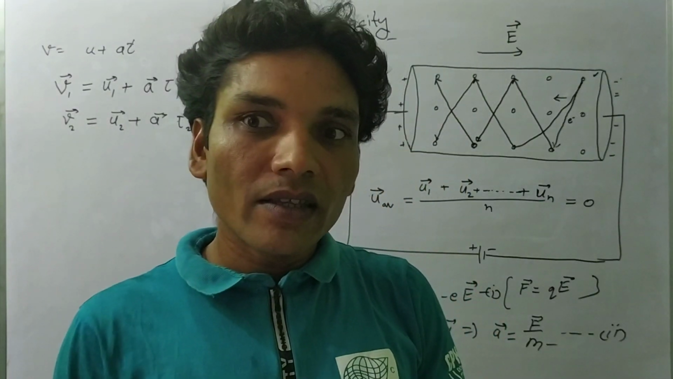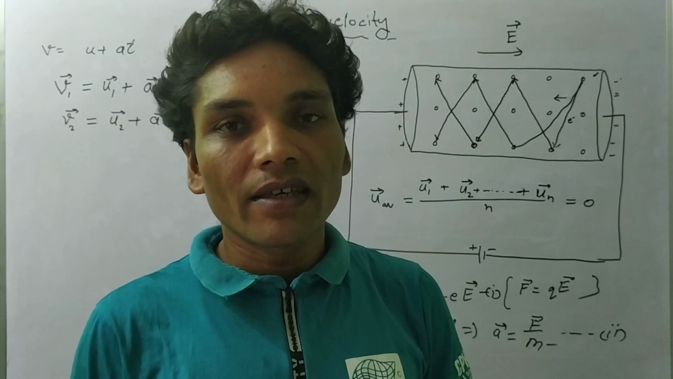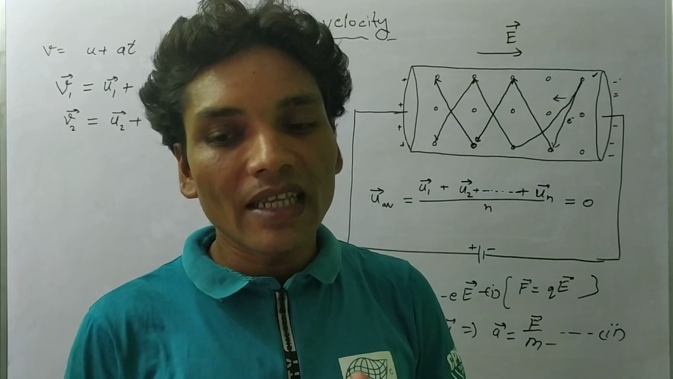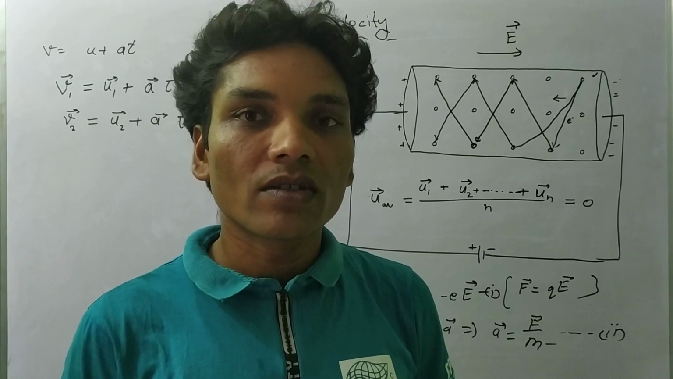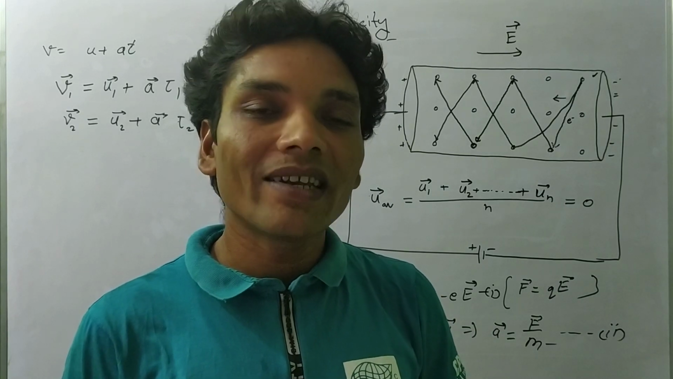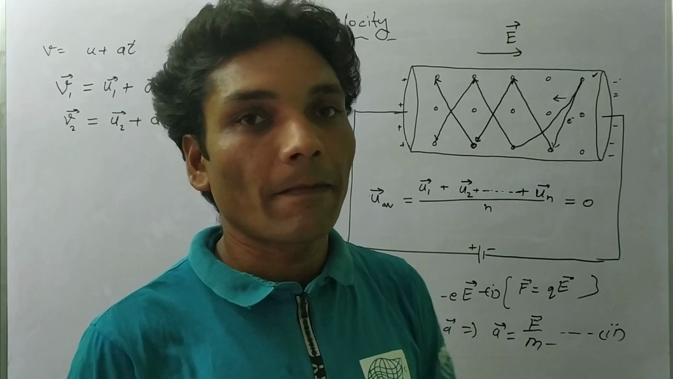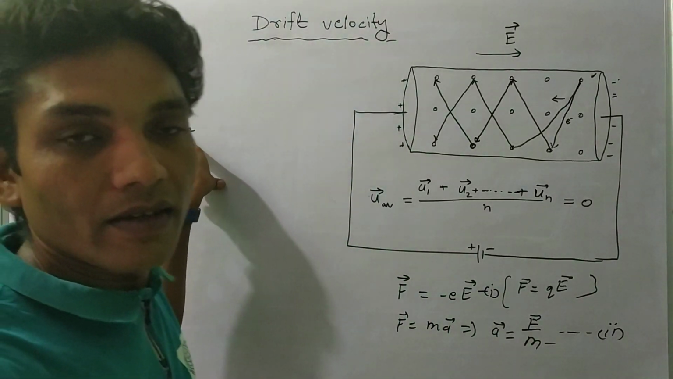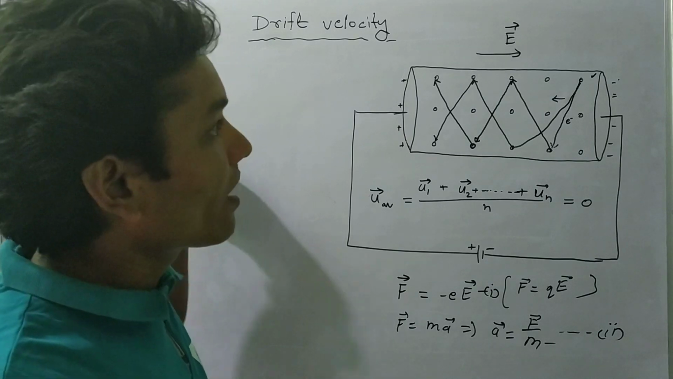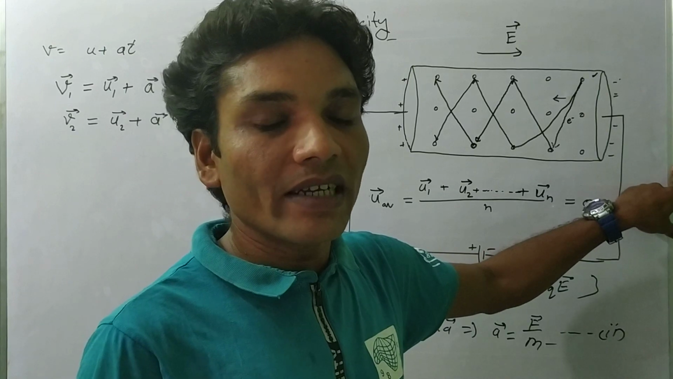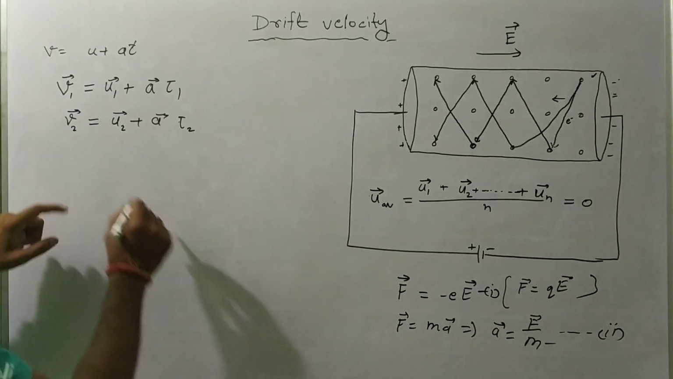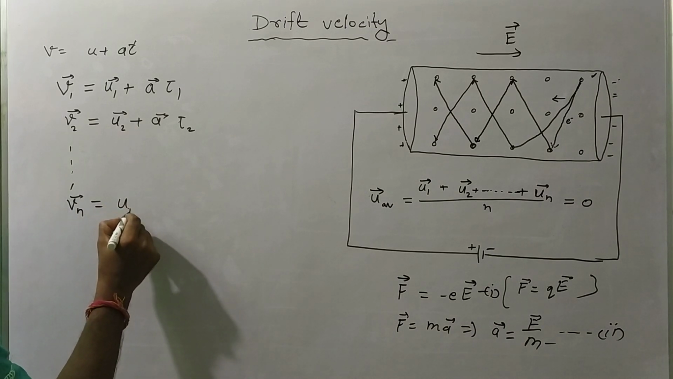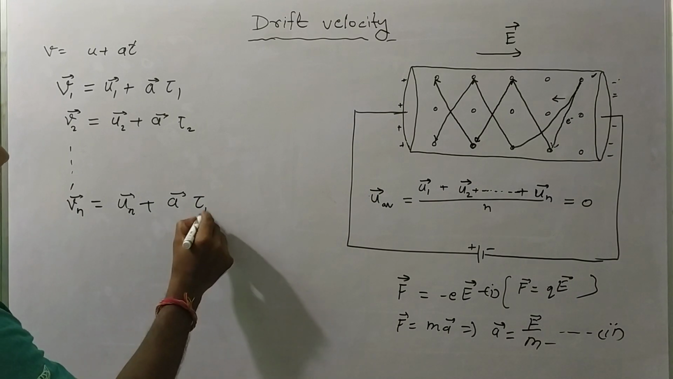Because when the external field is constant, the acceleration produced in the free electron is the same for each electron. Why? Because the magnitude of the applied external electric field is constant. Now, if the applied external field is increased, then the acceleration will change. We are considering here a constant externally applied field. And for the nth electron, vector vn will be vector un plus vector a into tau n.